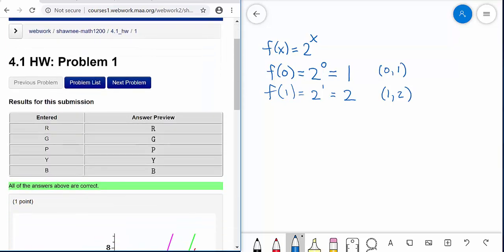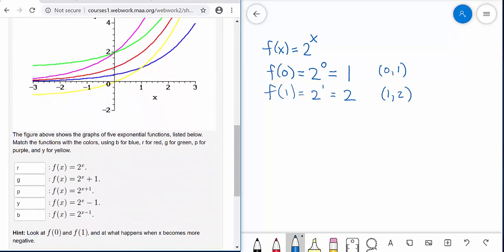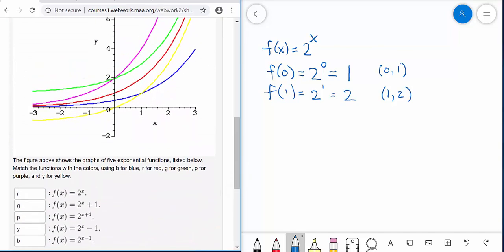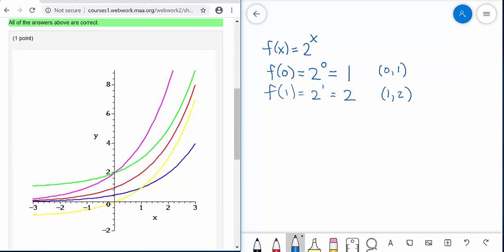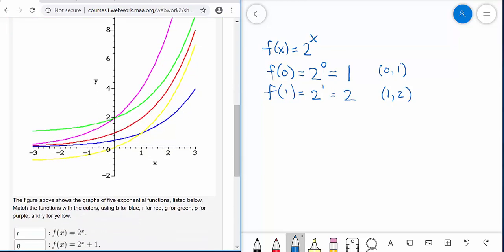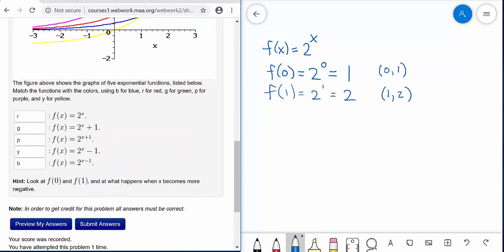And we got it right. So you can enter lowercase answers or uppercase answers for matching these graphs. Now you could also just graph these functions on a graphing calculator or a graphing utility like Desmos.com and match up the corresponding graphs. Let's move on to problem number 2.